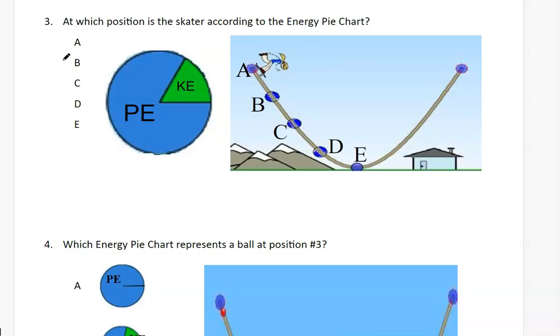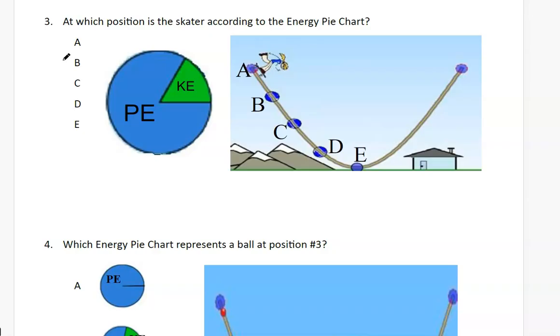By D, most of the gravitational potential energy is lost. They still have some because they're still above ground level, and they'd be moving very, very fast. So in that case, the pie chart would be mostly green representing kinetic energy and only a little bit of blue representing the potential energy.